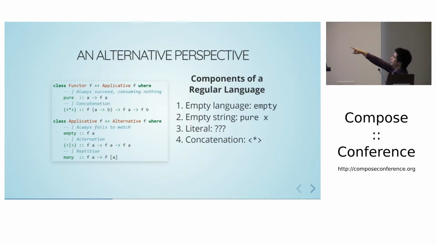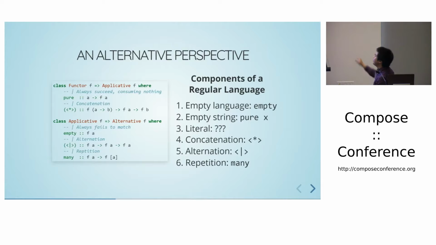Concatenation we can fill with the app, the star operator. Alternation we can fill with the Alternative choice operator. And repetition we can fulfill with many. So what we did here is that we knew that we needed these 6 things to implement our language. We noticed that these type classes in Haskell, which are very, very common, seem to somehow magically fulfill 5 of the 6. They match almost perfectly. So this is a process.